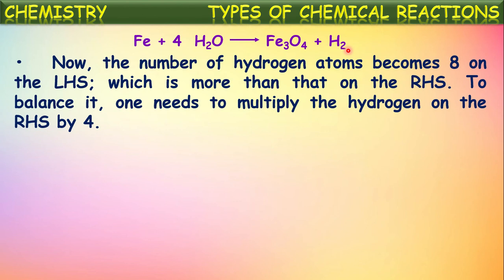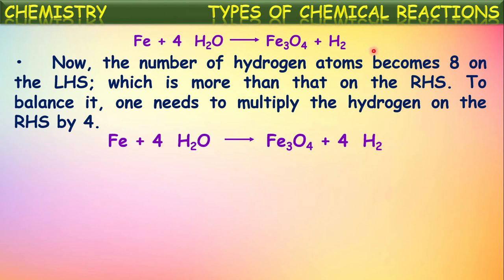So to make these hydrogen atoms balanced, we need to multiply the hydrogen on the right hand side with 4. See, if you keep 4 here also, the total hydrogen atoms on the right hand side becomes 8. By this, hydrogen atoms will be balanced. So let us multiply this H2 with 4. Now see here, hydrogen atoms are also balanced. Oxygens are balanced, hydrogens are balanced.